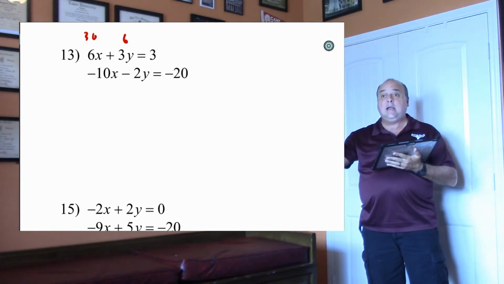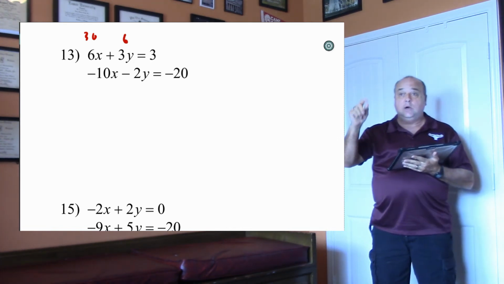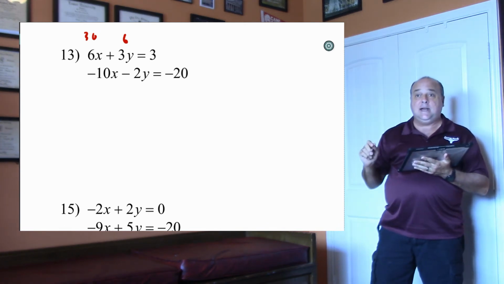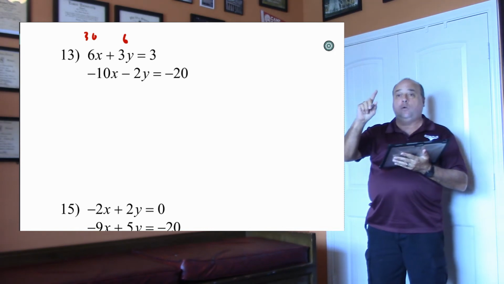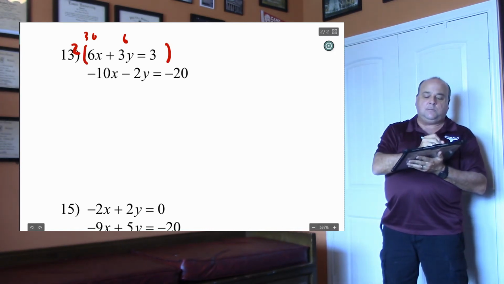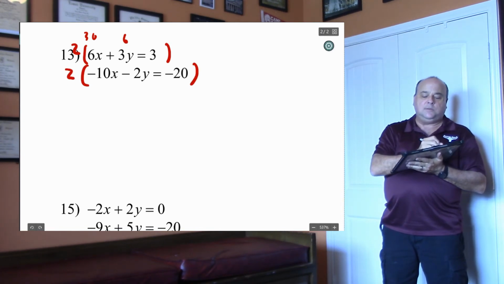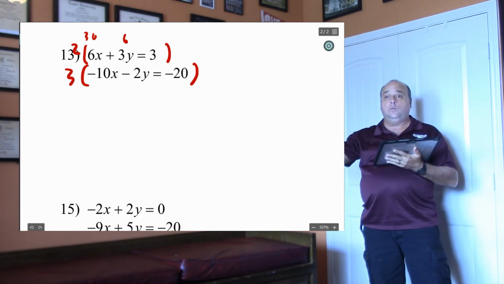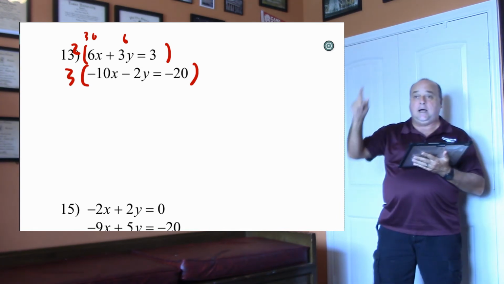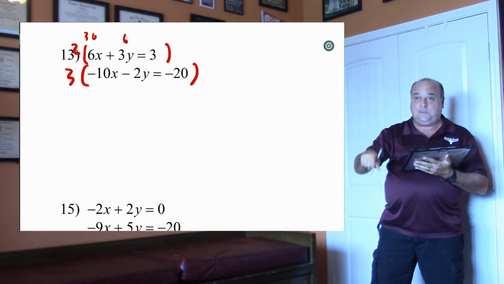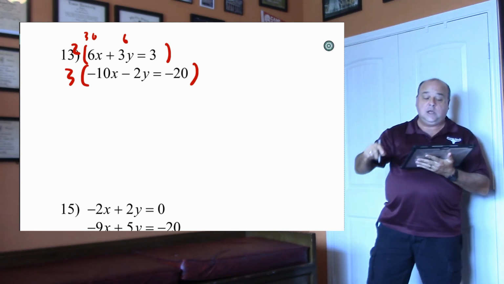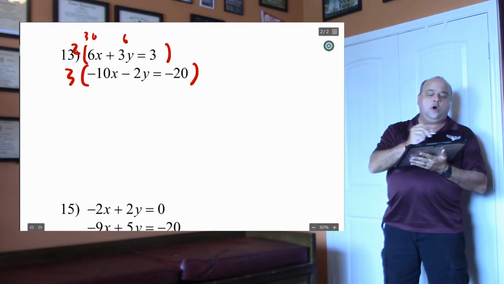So ding, ding, ding, pick the 6, right? Also notice that the x and y are opposite signs, so we don't have to multiply by a negative, do we? So we need to make the y's both 6's, don't we? So I need to multiply the top equation by 2 and the bottom equation by 3. The top equation will end up with a plus 6y, the bottom equation will be a minus 6y, and my y's will be opposites. Remember, you're trying to make your x's or y's opposites. So now let's start multiplying.